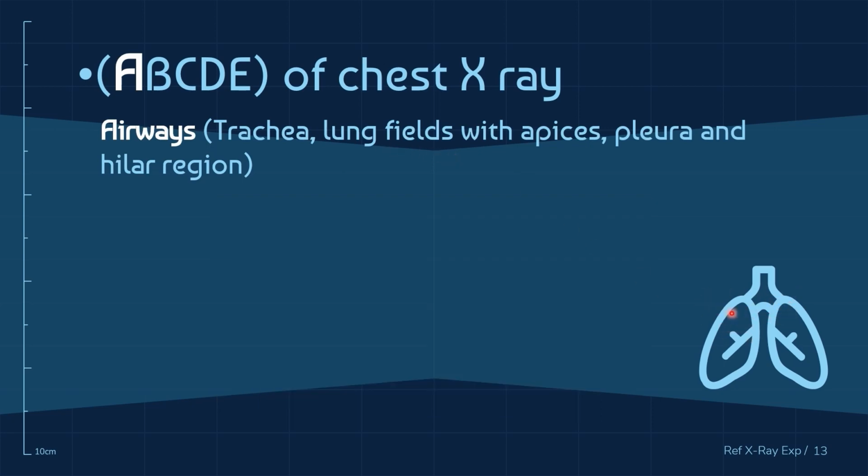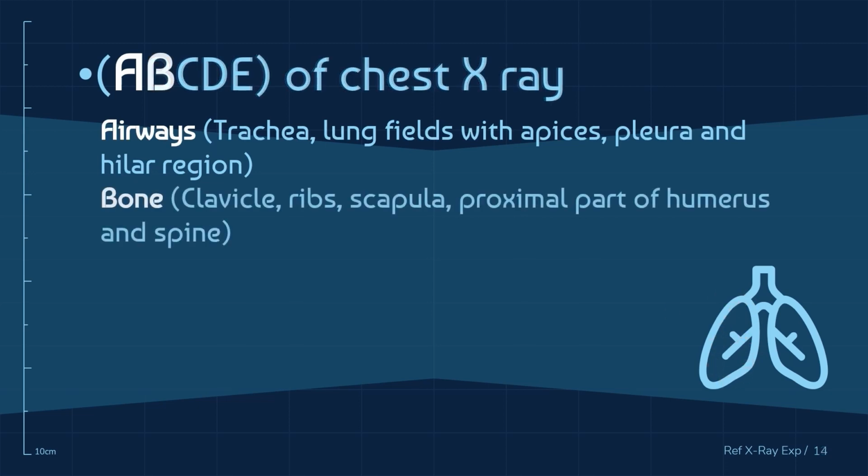Moving on, you also need to comment about the lung field along with the apex of each lung and check if there are any consolidations or any masses. And you also need to comment about the pleura of the lung and the hilar region. Next is B, which is bones.